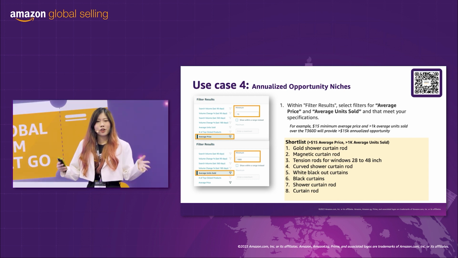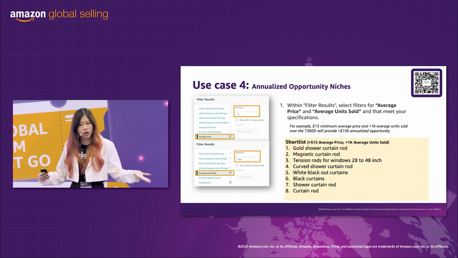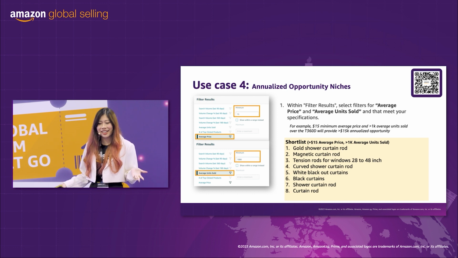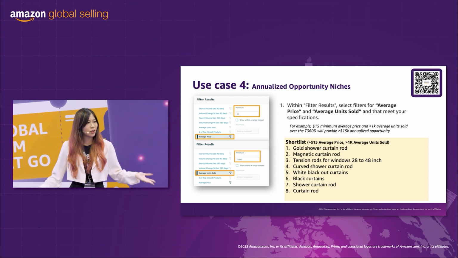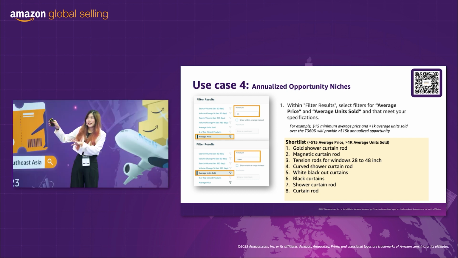expect to sell. Let's say I put an example over there: if your average price is $15, and you're expected to sell maybe 1K units in a year, you'll be able to earn $15,000. So if you have a $15,000 goal, I set that filter, and these are the niches that give me the opportunity to earn at least $15,000, okay?